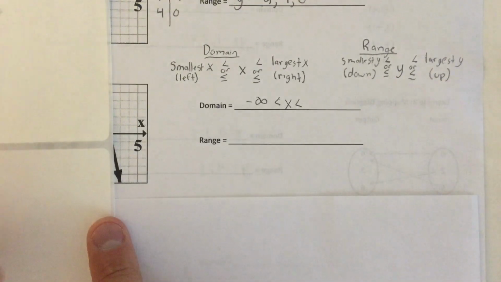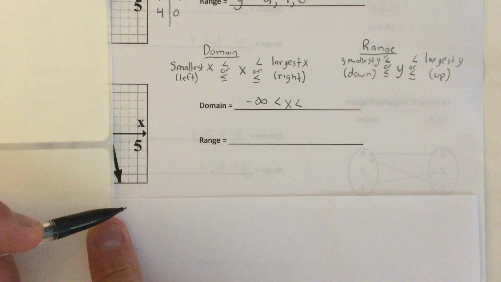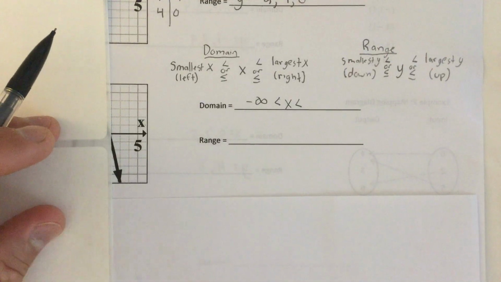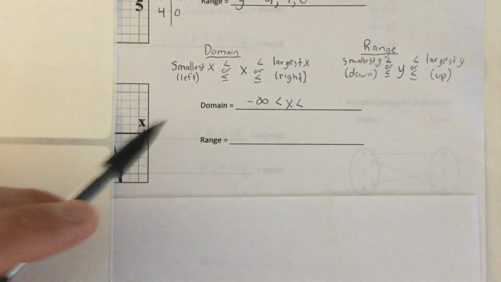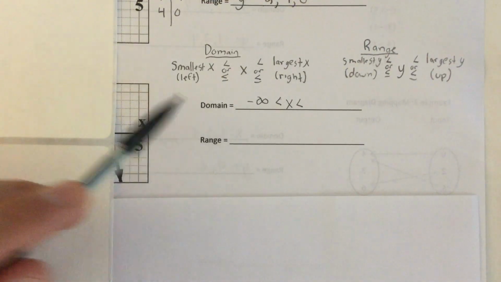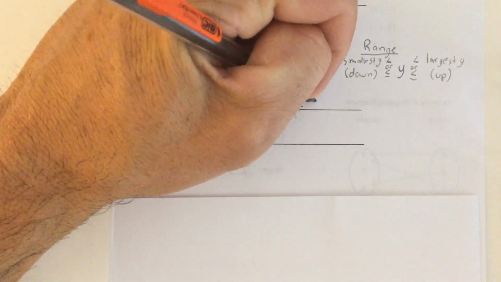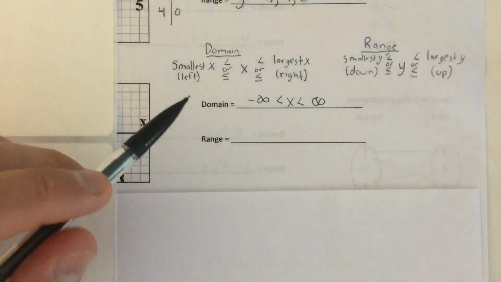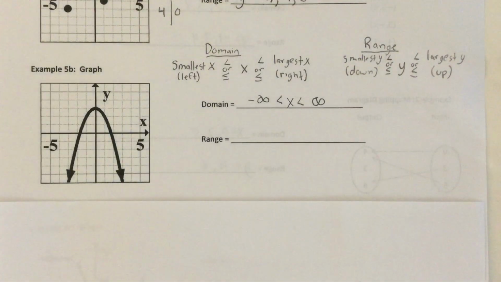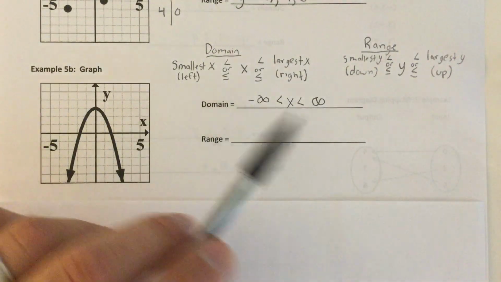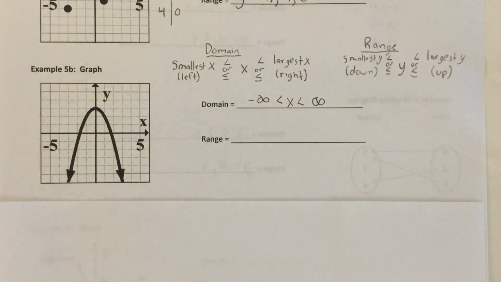And what it tells me is that it's going to keep going to the right and keep going down. So since it keeps going to the right, because I'm just worried about right or left for domain, it's going to keep going to the right forever. That means it would be positive infinity. So this domain, it goes from negative infinity to positive infinity. So it includes every single number.